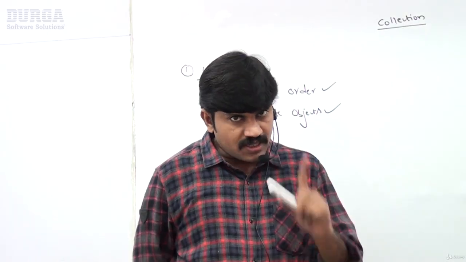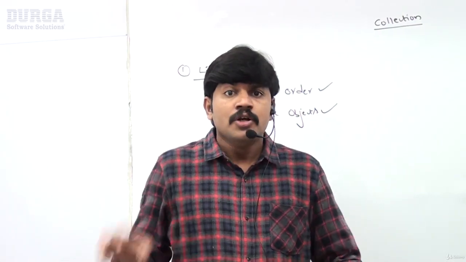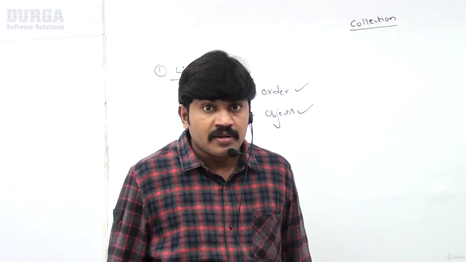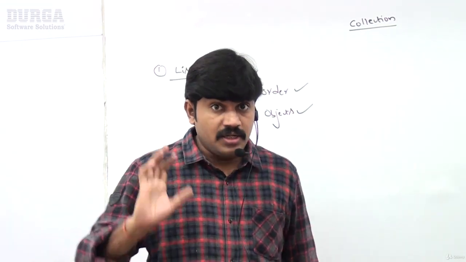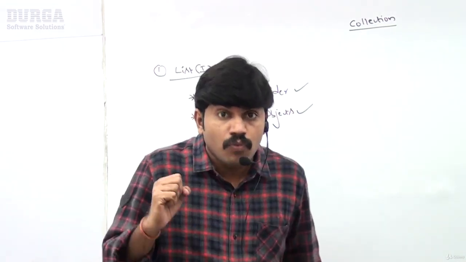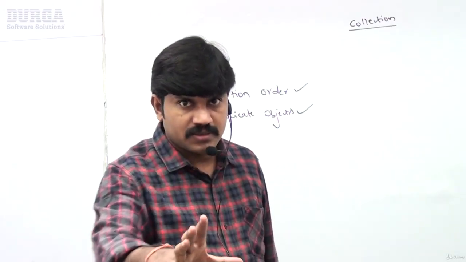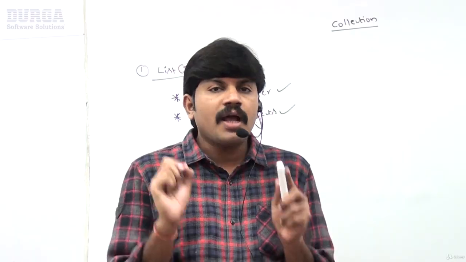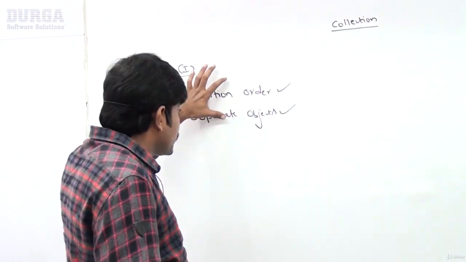In collections, list is one type of collection. We should go for the list concept if you want insertion order, that is, in whichever order I added objects, the data should be saved in the same order. After that, duplicate objects must be allowed. If you have these types of requirements, then happily we can go for the list concept.